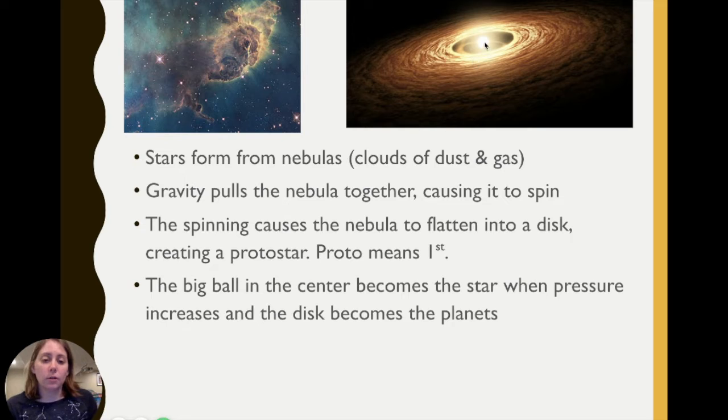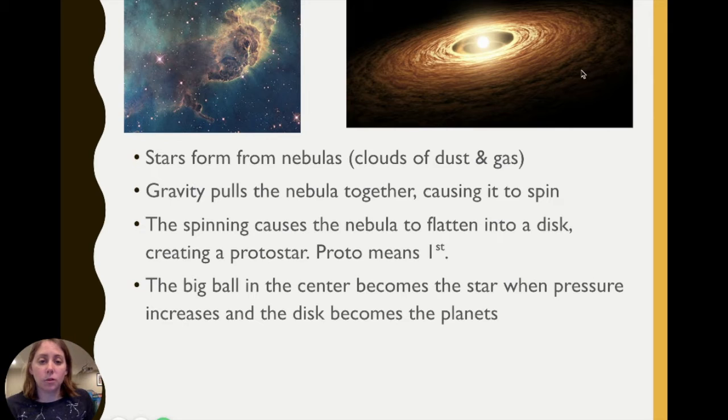The center is going to be under a lot of gravity and intense pressure, so it's going to start to glow. Now, it's not fusing at this point. We're not forcing atoms together because there's not enough heat and pressure to do that, but there is enough heat to form a little bit of a glow.